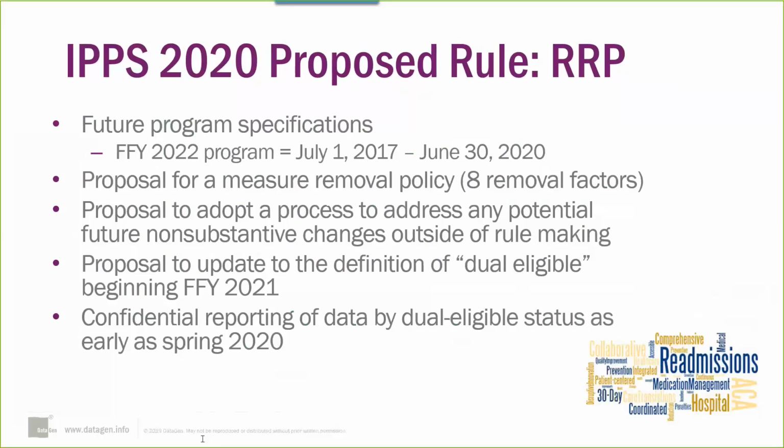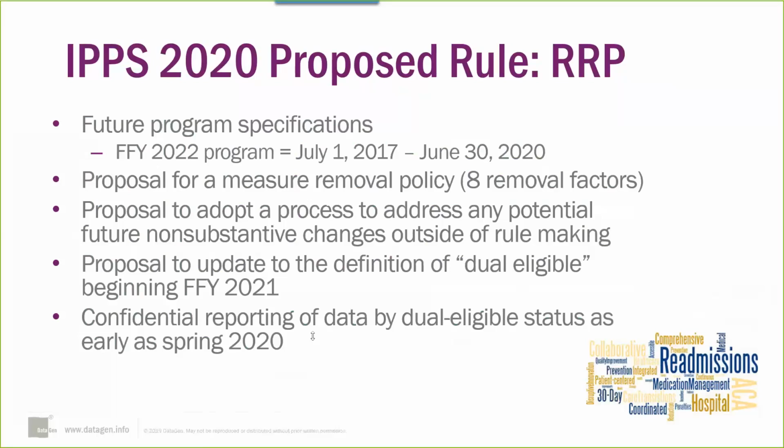CMS is also proposing to update the definition of dual eligibility beginning federal fiscal year 2021. If you recall, CMS began the sociodemographic status adjustment in the readmissions program last year in federal fiscal year 2019, and they retained the same adjustment for federal fiscal year 2020, where hospitals are grouped into national quintiles based on their ratio of full benefit dual eligible patients to their total Medicare patients, and are compared to hospitals within their quintile on the measures. CMS is updating that definition of what they consider dual eligible, and I'll talk about that on the next slide.